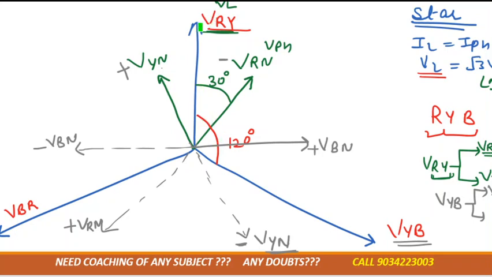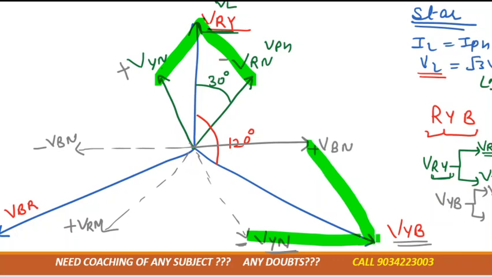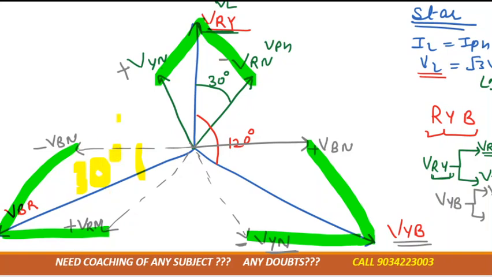We have VRY as a line voltage, and for that we have two phase components, one is VYN and another is VRN. Similarly, we have one line voltage with two phase components, one is VYN and another one is VBN. And for this line voltage, again we have two components, one is VBN and one is VRN. The angle between these voltages is how much? 30 degrees. So this is the phasor diagram for the star connection. Understood?